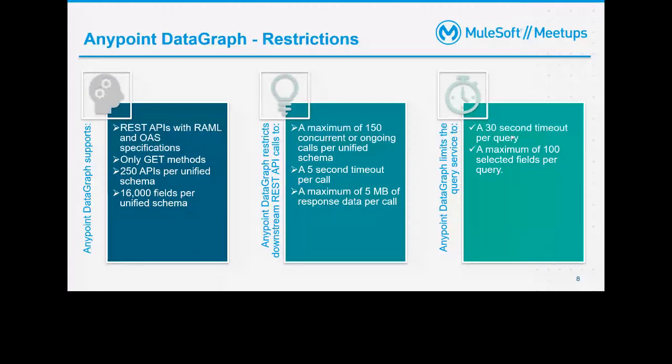I also suggest that when you are using Anypoint Data Graph, you make sure your API is responding in less than 5 seconds. The per-API response timeout is around 5 seconds.